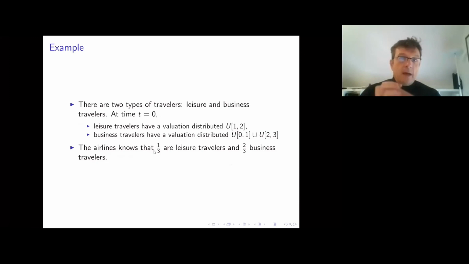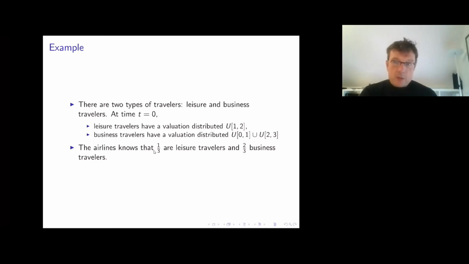Okay, I said there are going to be two types of travelers. They're going to be leisure travelers and business travelers. At time 0, the leisure travelers have a valuation that is distributed uniformly between 1 and 2, whereas the business travelers have a valuation that's distributed uniformly between 0 and 1 and between 2 and 3. And the prior distribution is that leisure travelers are 1/3 of the entire travel population, and business travelers are 2/3.